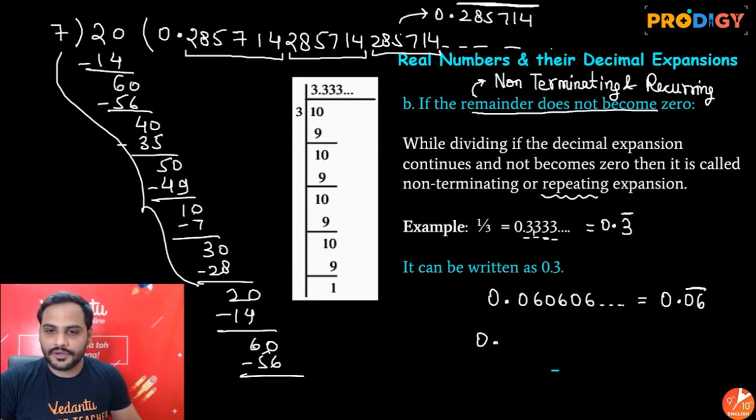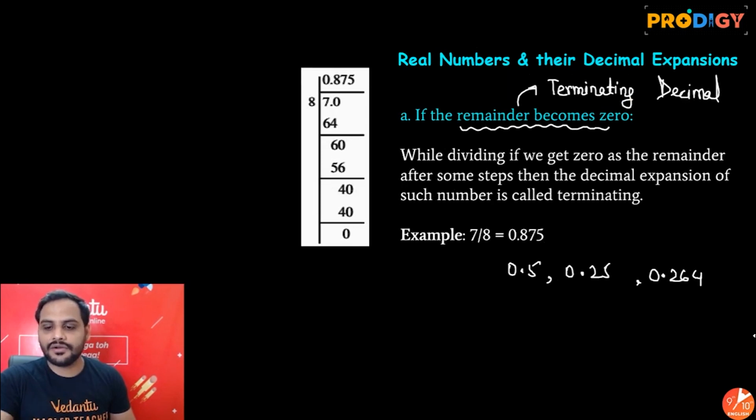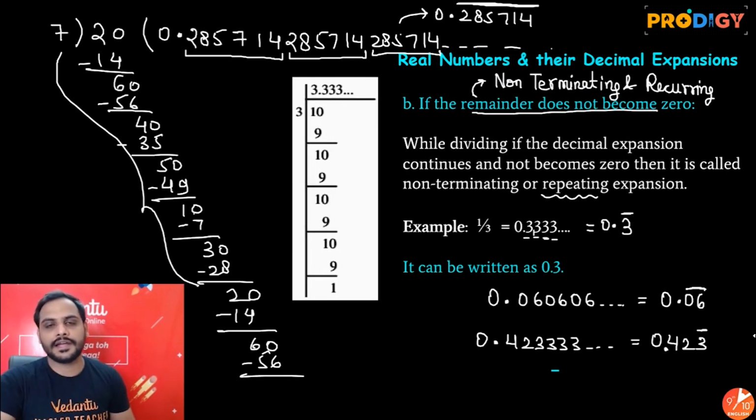Suppose if I have 0.423333 and so on, something like this. So now I will write 0.42. Now look, 4 and 2 are not repeating, only 3 is repeating itself, so I will put a bar only on 3. So from this I got to know that it is 0.42 and then 3 is repeating itself again and again. Alright, so this is what decimal expansions of rational numbers look like. So rational numbers have two types of decimal expansion, either terminating decimals or non-terminating and recurring decimals.